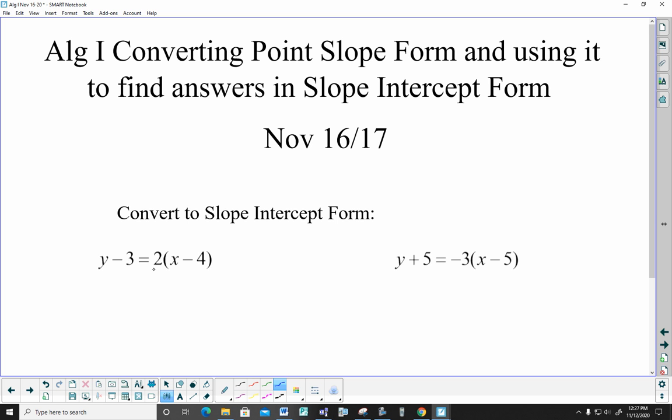So first off, these are given in point-slope form. So that's y minus y sub 1 is equal to m times (x minus x sub 1). Slope-intercept form, that's y equals mx plus b. So you have to know the language, the verbiage, the vocabulary. It's asking you to convert it to slope-intercept form. So this is all there is to it.